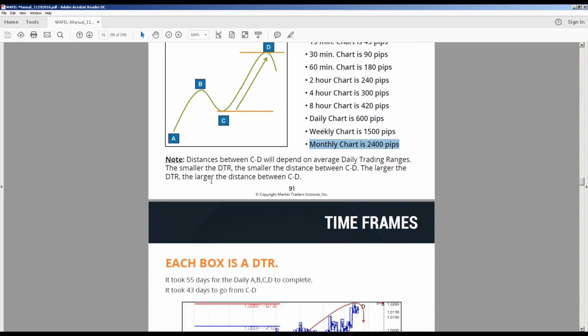Just note, the distances between the C to the D will depend on the average daily trading range. The smaller the daily trading range, the smaller the distance between the C to the D. The larger the daily trading range, the larger the distance between the C to the D. For instance, the distance between the C to the D on the euro pound will be much less than, for instance, on the pound Australian dollar, because the pound Australian dollar has got a much higher daily trading range than the euro pound.